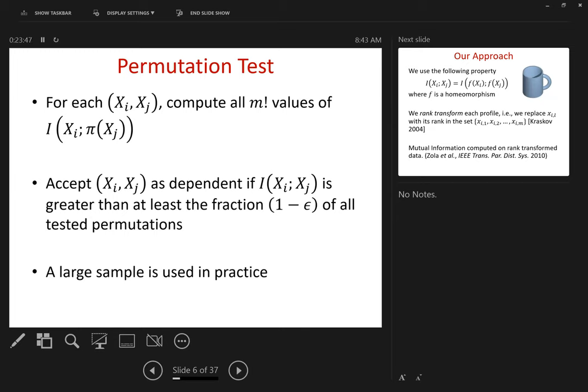So the idea of permutation testing is that you consider the mutual information between XI and XJ as significant only if it beats every permutation test, essentially, right? When you jumble up the vector, the resulting mutual information should be very low. And if that's the case, then you say, okay, the mutual information that I originally observed is significant. And of course, there are m factorial permutations of a vector of size m, and you can't do all m factorial. For example, in our case, m may be 20,000 experiments, so you can't do 20,000 factorial tests. So in practice, you just use a large sample.